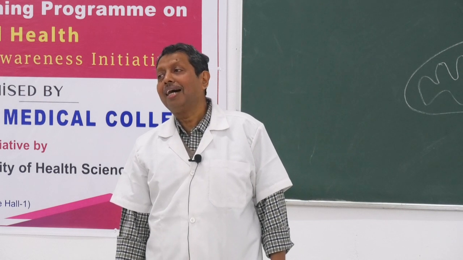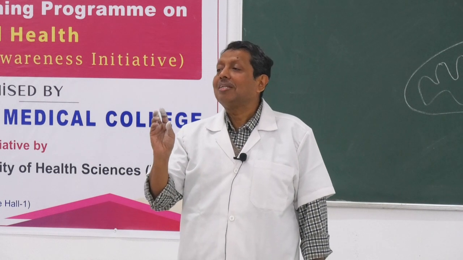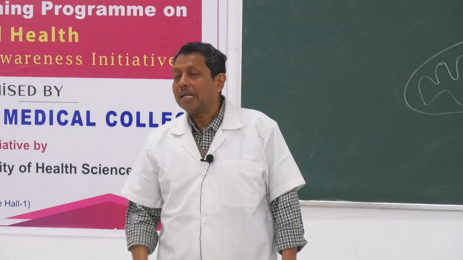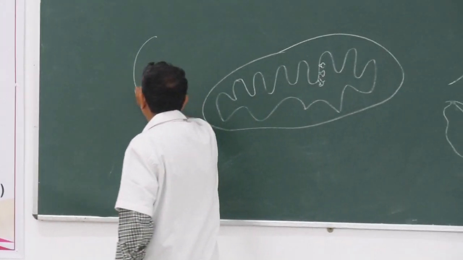In the mitochondria there is DNA, and their numbers are two, and they are circular molecules, double stranded circular molecules.